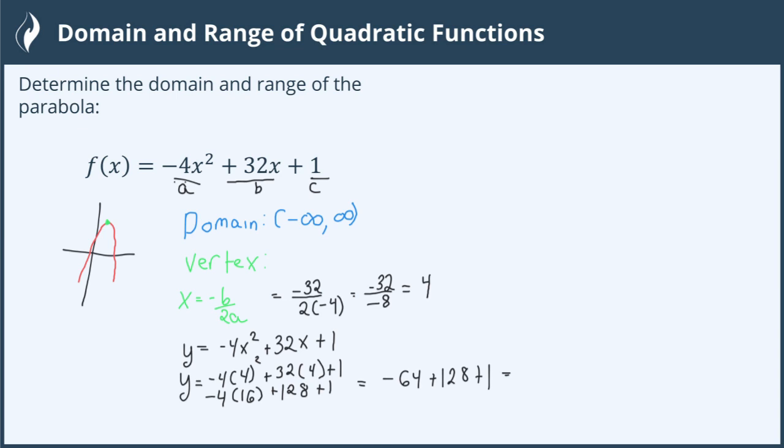Combining these terms together, we have a y value of 65. This is my maximum point or top point, which means for my range, y must be less than or equal to 65. That is the top point that y value can be.